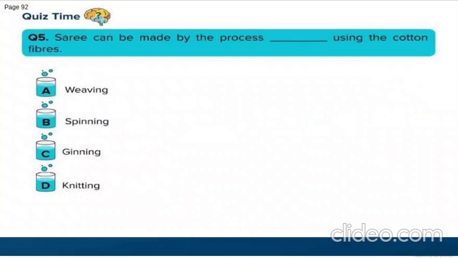Last question is, sari can be made by the process dash using the cotton fibers. Cotton fiber, what can I do to convert it into sari? Weaving, spinning, ginning, or knitting. Again, 10 seconds. So the right answer is obviously weaving. We will weave the cotton fabric and convert it into sari. That was a common sense question.